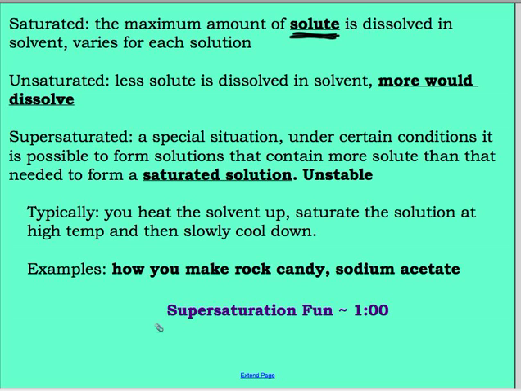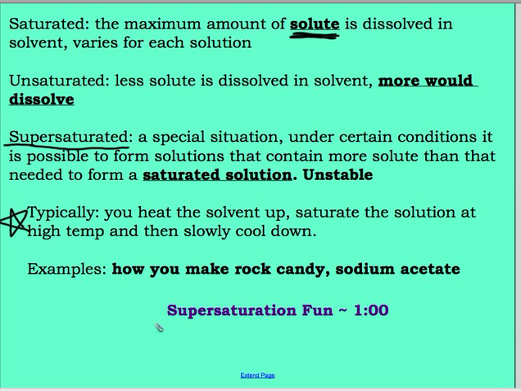Supersaturation, we talked about before, and I think I showed you a video of this. Supersaturation is a special situation. It's unstable, and basically you trick the solution into having more dissolved than it should. You typically make a supersaturated solution when you're making rock candy: you heat up water, dump tons of sugar in and dissolve it. Then you let the solution cool down, and it doesn't know how to crystallize because it doesn't have anything to base off of. So you get a special situation where you're supersaturated.